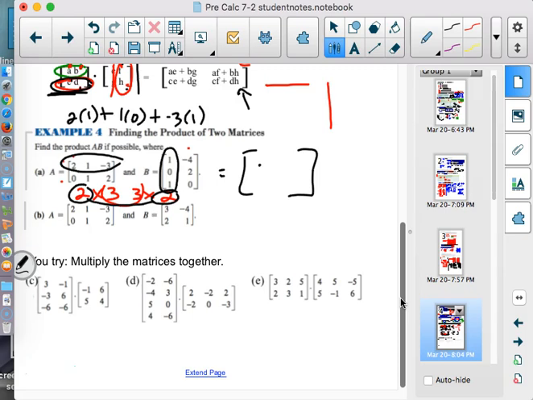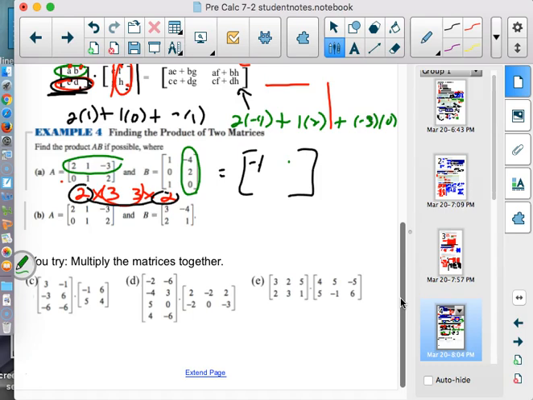Well, 2 plus 0 is 2. 2 plus -3 is -1. So that is row 1 and column 1. Now, we go after the next position. And I think I'll go after this one next. That position would be row 1, column 2. So row 1, column 2. And again, 2 at a time, and then add them together. So 2 times -4 plus 1 times 2 plus -3 times 0. Well, we'd have -8 plus 2 is -6. -6 plus 0 is -6.